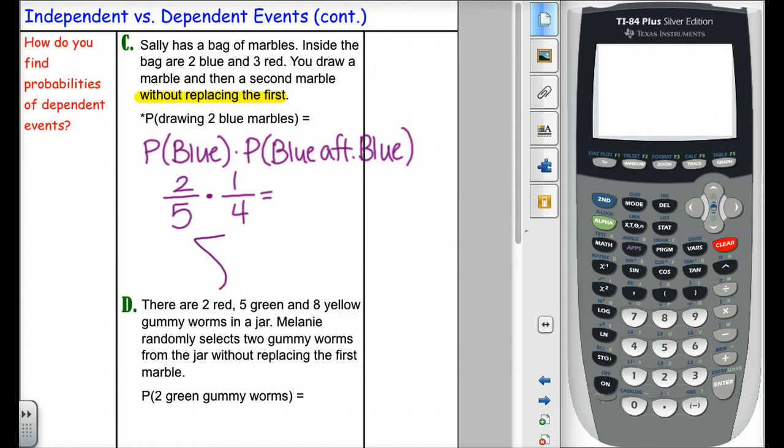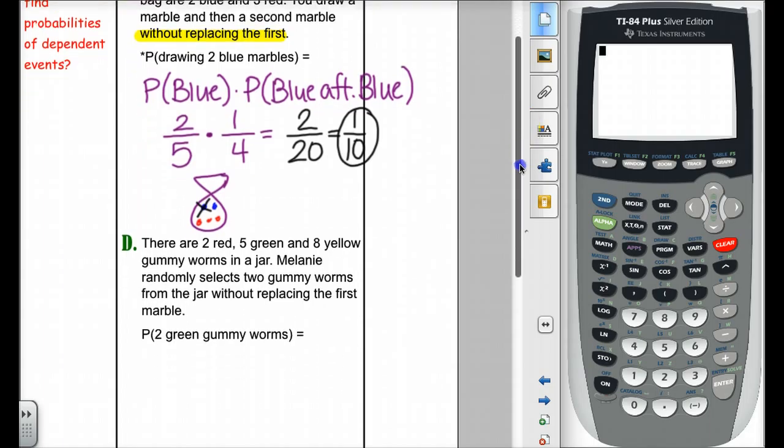So if we think about our bag of marbles, with our 2 blue and our 3 red, and I take out a blue marble, now I'm down to 1 out of 4. Then I multiply: 2 times 1 is 2, 5 times 4 is 20. I simplify that to 1/10. So there's a 1 in 10 chance of drawing 2 blue marbles.